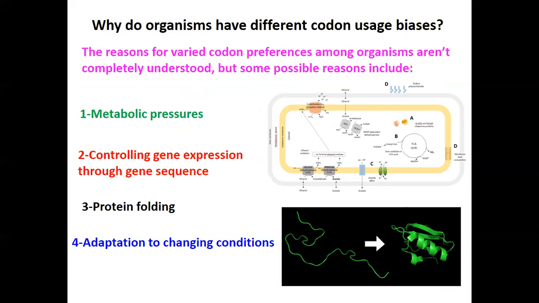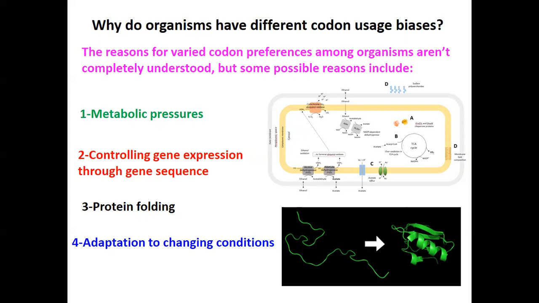Why do organisms have different codon usage biases? The reasons for varied codon preference in organisms are not completely understood. But some possible reasons include metabolic pressures, controlling gene expression through gene sequencing, protein folding, and adaptation to changing conditions. Briefly, I will discuss, just for your knowledge, what metabolic pressure is, and how it relates to controlling gene expression, protein folding, and adaptation to changing conditions.